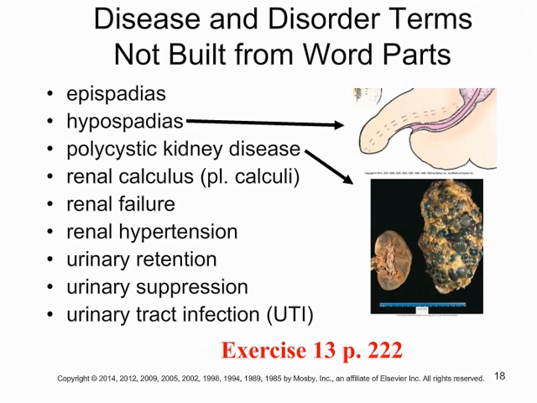The next two terms, we have urinary retention and urinary suppression. Urinary retention means that you are retaining urine, or you are basically holding it in. It's staying in your bladder instead of coming out, that kind of thing. Urinary suppression means that you are just not forming urine as much as you should. So your kidney isn't filtering out enough waste to make urine, that kind of thing.